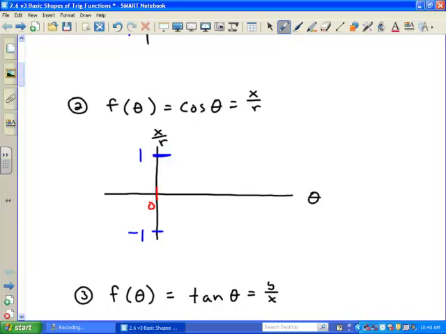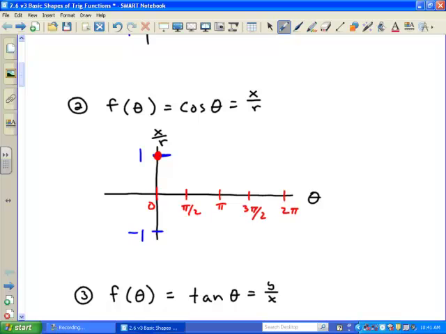So we're going to have 0, pi over 2, pi, 3 pi over 2, and 2 pi. The difference is if you were to create a t-chart and you were to plug in values for theta, you would find out in this case if you plugged in 0 to cosine of theta, you would end up with a value of 1. And so your first point is actually at +1.